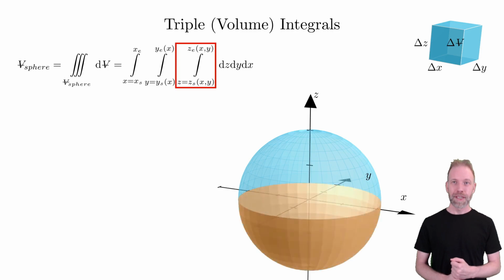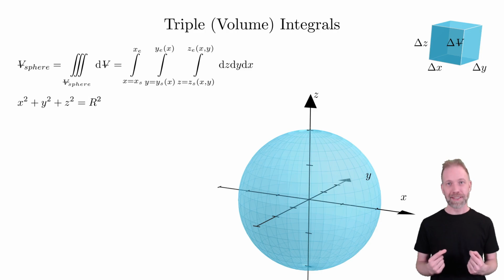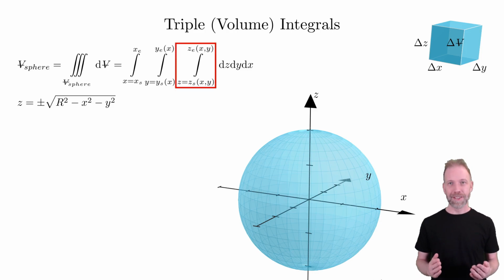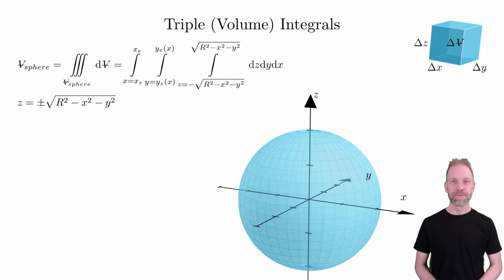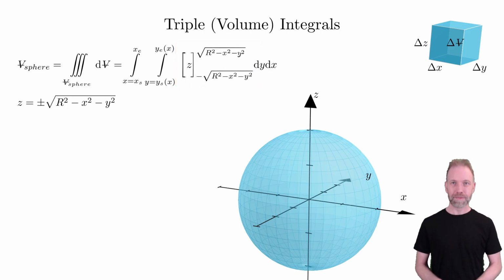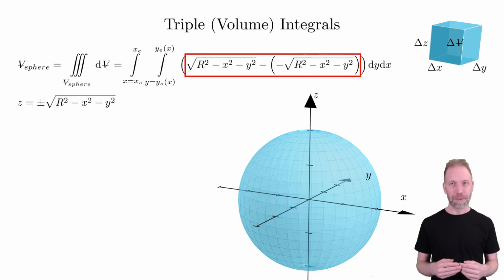Starting with the z integral, the lower limit should be the lower surface, and its upper limit should be the upper surface. The equation for a sphere is x squared plus y squared plus z squared equals the radius squared. Solve for z. And insert these limits. Solve the inner integral, which has primitive function z. And insert the limits. This is the same term twice, multiply by 2 instead.